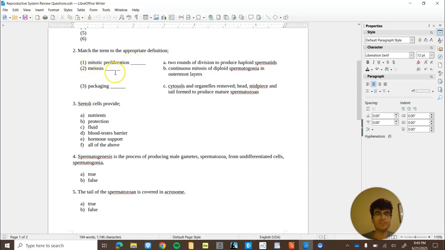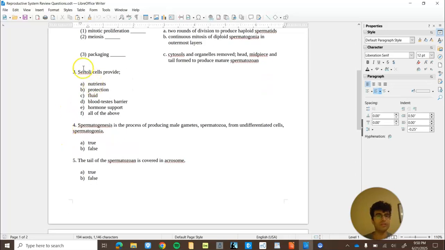Now meiosis, that went from diploid to haploid for that first round of meiosis. And there were two rounds of the division to produce haploid spermatids. So that's A. And packaging. That was the spermatids to the spermatozoon. That is C. Cytoplasm and organelles removed, head, midpiece, and tail formed to produce mature spermatozoon.